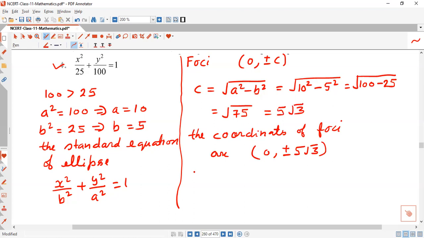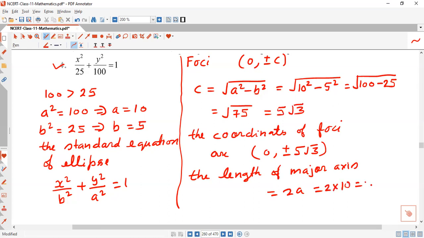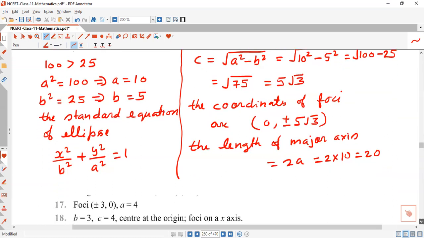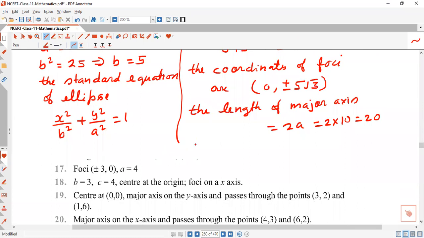Now, the length of the major axis equal to 2a, and this will be equal to, you can see, 2 into 10, it is 20. Next part, we have to find out the length of the minor axis. The length of minor axis is 2b, and you can see here 2 into 5, this comes out 10.